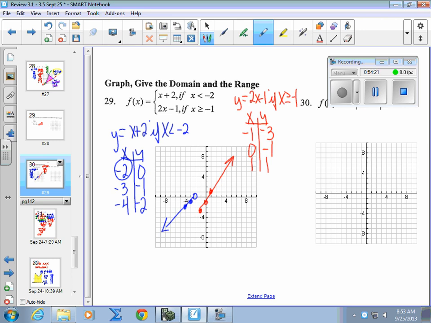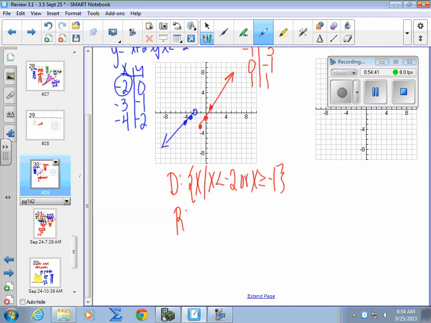Then I ask you to find the domain and the range. Remember I said it gives you the domain, so you need to go back and look at the problem. The domain is x such that x is less than -2 or x is greater than or equal to -1. The range in this case is all real numbers, so we have that covered.